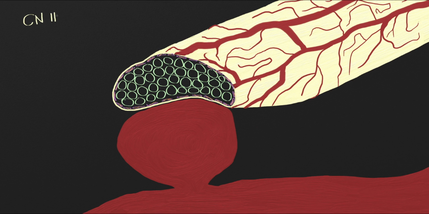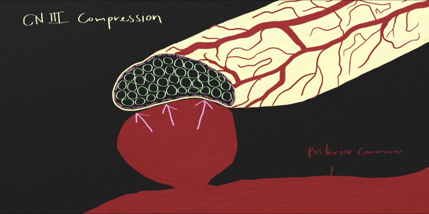So what do we have going on here? We can see from this drawing we've got a large aneurysm compressing cranial nerve 3. And let's say that for this example, this is the posterior communicating artery. And in a moment, when we go through the course of cranial nerve 3, you'll see why I've chosen the posterior communicating artery. So this is our PCOM aneurysm, and it's pressing against the cranial nerve 3 trunk.